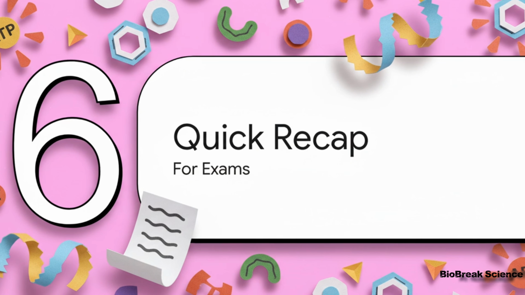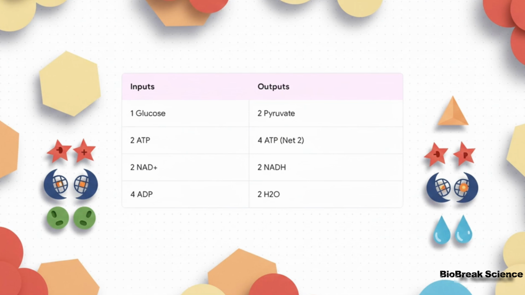Let's bring it all home with a rapid-fire review. Okay, here's the bottom line ledger. For inputs, we start with 1 6-carbon glucose. We invest 2 ATP, we use 2 NAD+ molecules to pick up electrons, and we need 4 ADP molecules waiting around to be phosphorylated. For outputs, we end up with 2 3-carbon pyruvates. We generate 4 ATP, giving us that net gain of 2. We yield 2 NADH carriers, and we release 2 molecules of water as a byproduct of the enolase step. You nailed it! You have successfully mastered the inputs and outputs of the glycolytic economy.